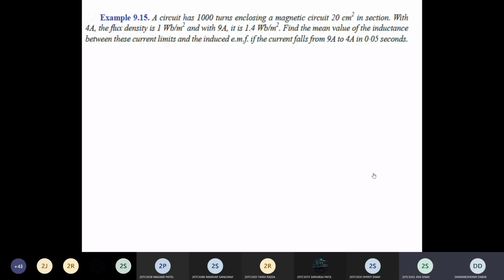Eight into 10 to power minus 3 Henry. No, no. Zero point 16 Henry. Yes, very good. 0.16 Henry. Yes, 0.16 Henry. So let's see here again.